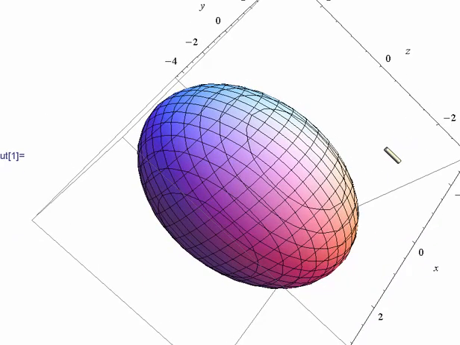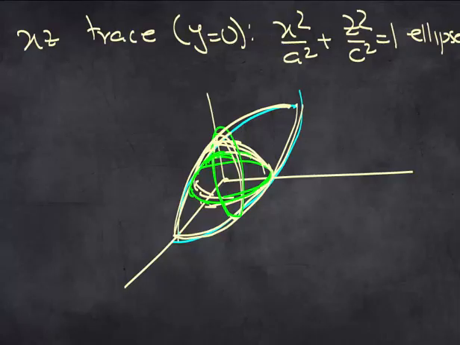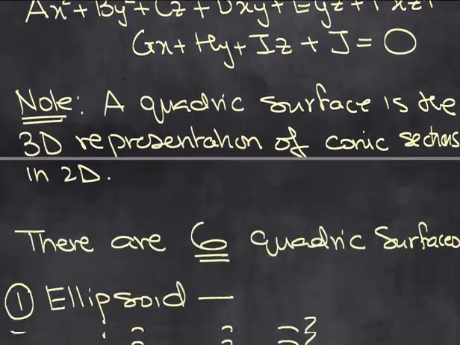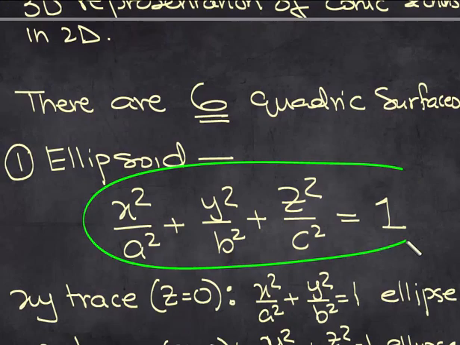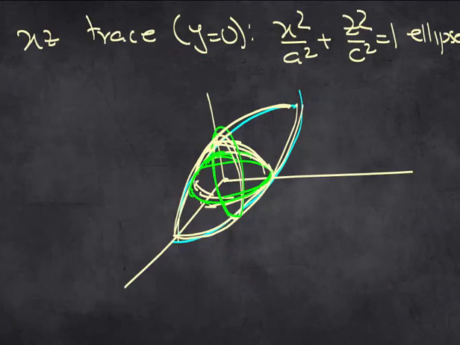We good? So on the test, I just want you to be able to, if I give you some equations, look at them and tell me what it is by just looking at the traces, and then tell me the word for what it is. It's an ellipsoid. Are you okay with that? So just make sure it's fairly straightforward. We don't need to do any graphing with this.